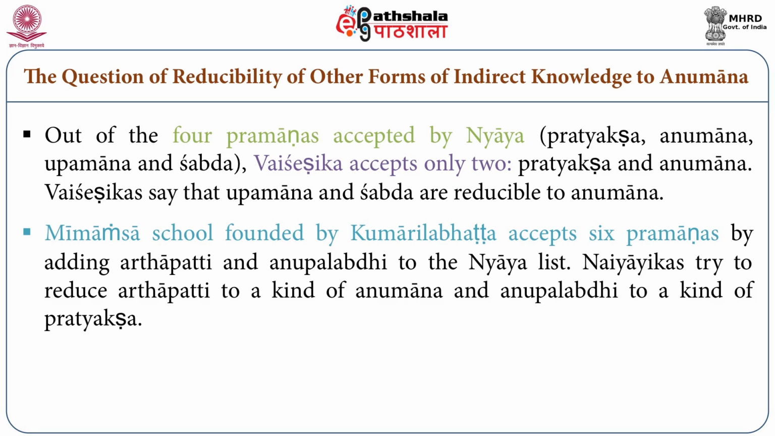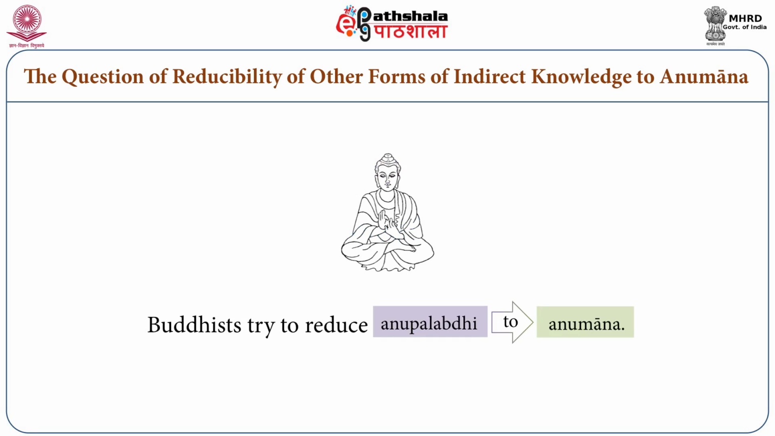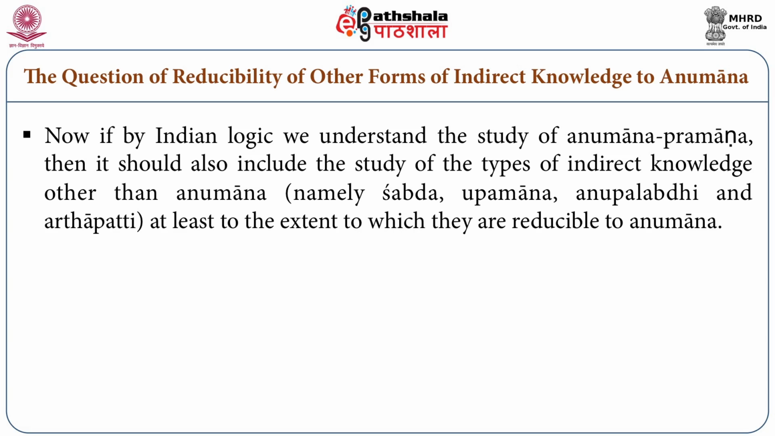Nayayikas try to reduce Arthapatti to a kind of Anumana and Anupalabdhi to a kind of Pratyaksha. On the other hand, Buddhists try to reduce Anupalabdhi to Anumana. They regard Anupalabdhi as a kind of Hetu in Anumana. Now, if by Indian logic we understand the study of Anumana Pramana, then it should also include the study of the types of indirect knowledge other than Anumana, namely Shabda, Upamana, Anupalabdhi and Arthapatti, at least to the extent to which they are reducible to Anumana.